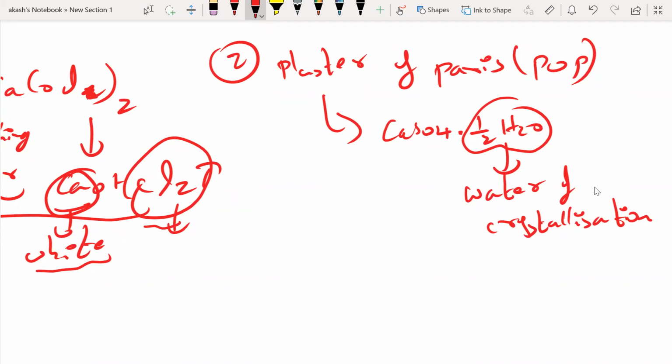Sir, it is shared between CaSO4. It is present in that. Shared between CaSO4? No, not exactly. Anything else, or anybody else wants to comment?